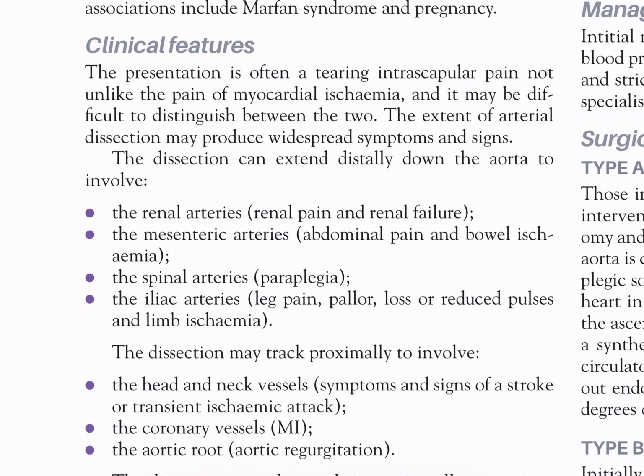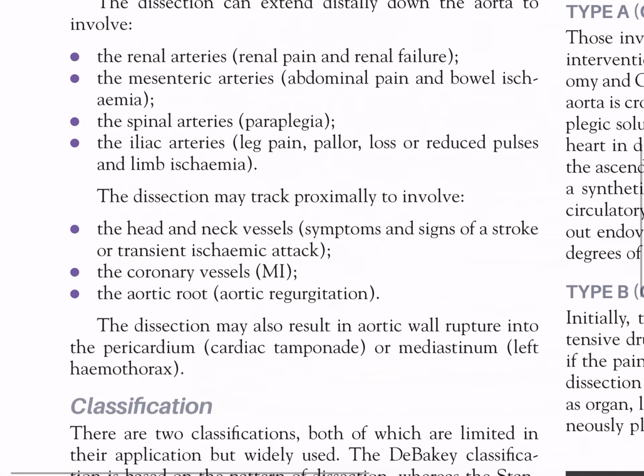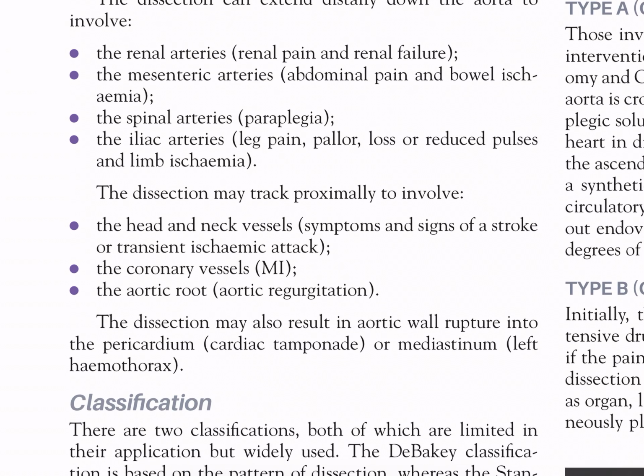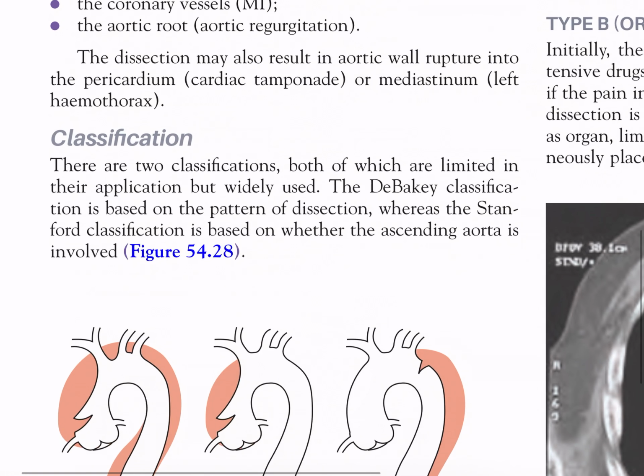The extent of arterial dissection may produce widespread symptoms and signs. The dissection can extend distally down the aorta to involve the renal arteries, renal pain and renal failure, the mesenteric arteries, abdominal pain and bowel ischemia, the spinal arteries, paraplegia, the iliac arteries, leg pain, pallor, loss or reduced pulses, and limb ischemia. The dissection may track proximally to involve the head and neck vessels, symptoms and signs of a stroke or a transient ischemic attack, the coronary vessels, the aortic root, aortic regurgitation. The dissection may also result in aortic wall rupture into the pericardium, cardiac tamponade, or mediastinum, left hemothorax.